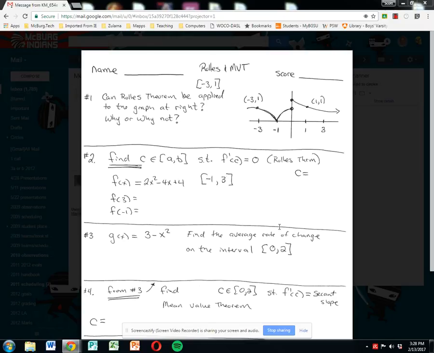All right, under the heading of this is something you should probably look at tonight. Can Rolle's theorem be applied to the graph at the right? Why or why not? There are three conditions for Rolle's theorem.